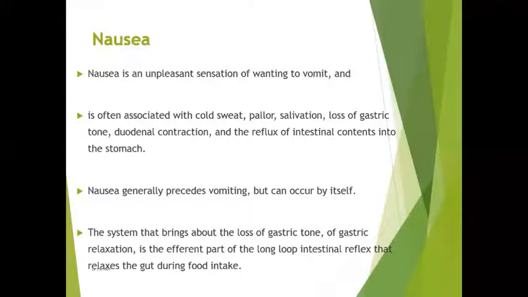So a bit of information on nausea. Nausea is an unpleasant sensation of wanting to vomit. So it's a very unpleasant sensation. You just feel like vomiting, and that feeling is not good, trust me. So it's a very unpleasant sensation of wanting to vomit.